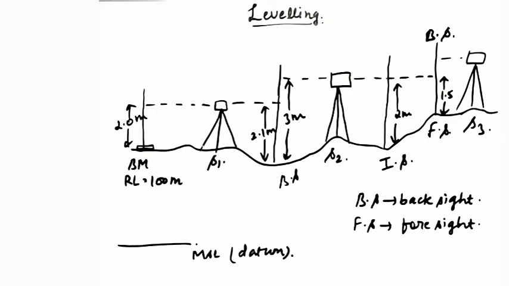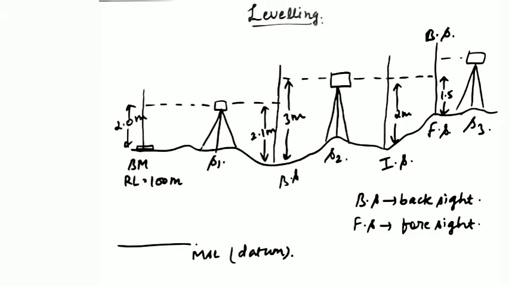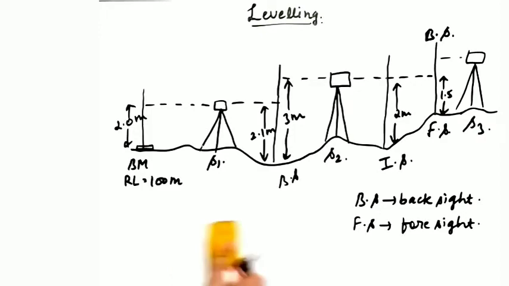Now you will ask me how these readings help me to calculate the elevation of this point. This point has an elevation of 100 meters. What about this point? What about this point? What about many points? So we will learn how to calculate the elevation from these readings.